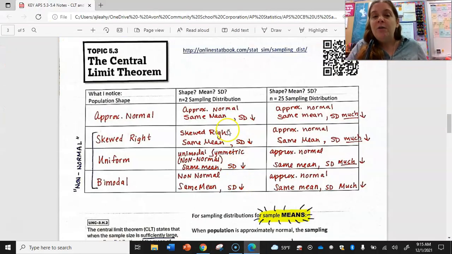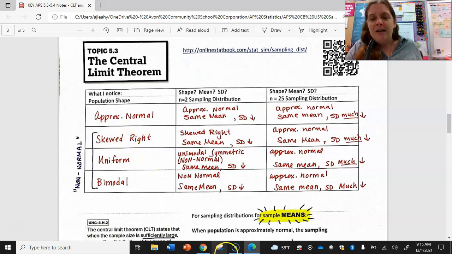All right, so what we notice is that if it's an approximately normal population, the shape of a size 2 sampling distribution will have the same mean but a smaller standard deviation. And if we go up to size 25, we also have the same mean, but we have a much, much smaller standard deviation. Now, there are a couple other non-normal shapes.